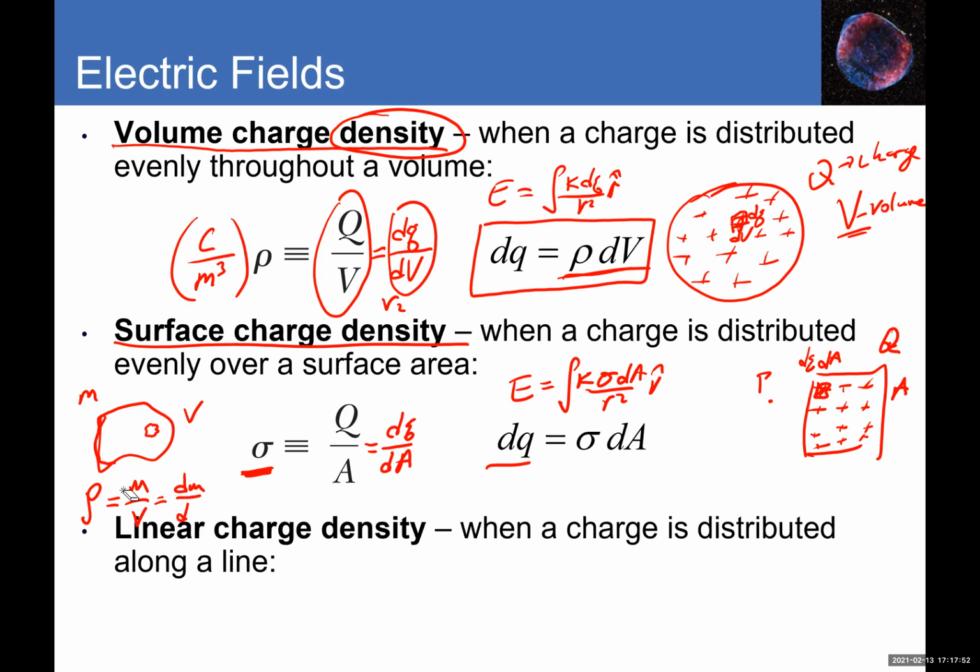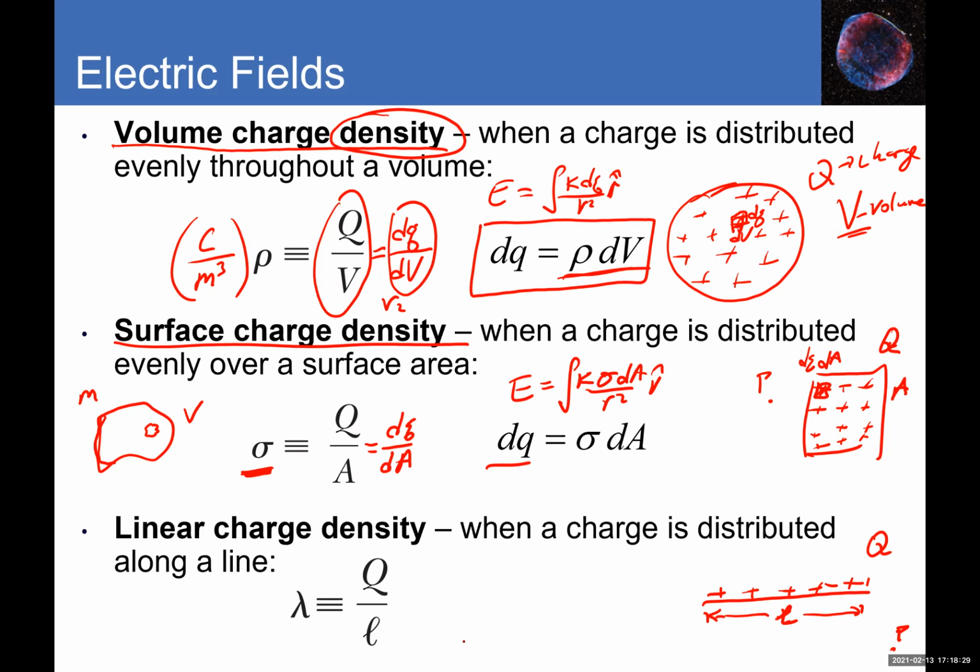Same way, the last one is a linear charge density, which is when a charge is distributed along a line. So basically this is one-dimensional, maybe like a line where there are charges distributed like this. If I want to find the electric field at some point P, then I need to understand that if Q is the total charge, and L is the total length of this distribution, then charge over length is defined as linear charge density. We give it the Greek letter lambda.